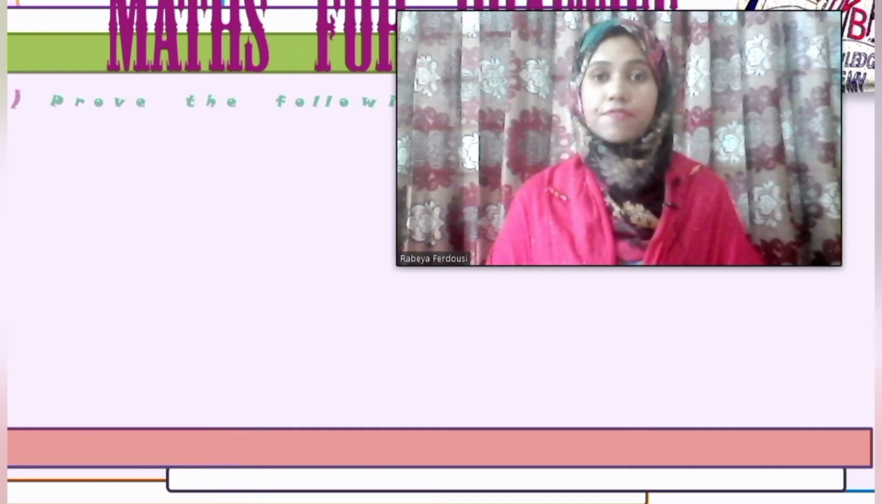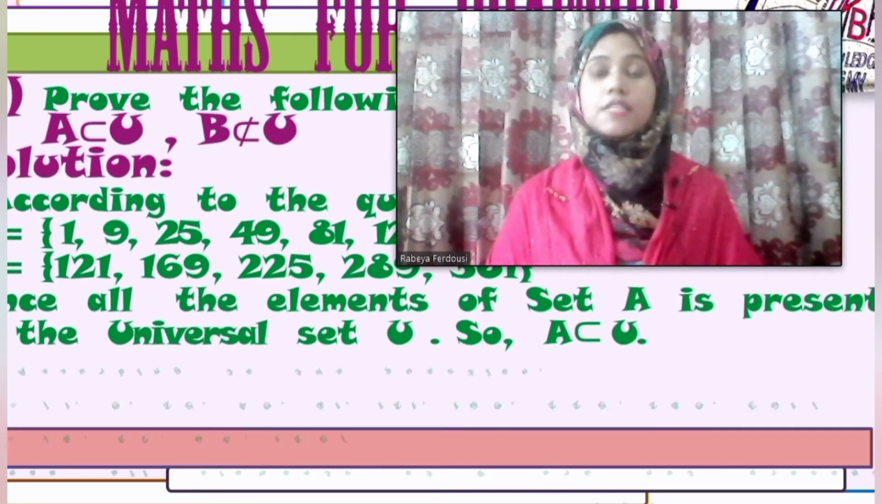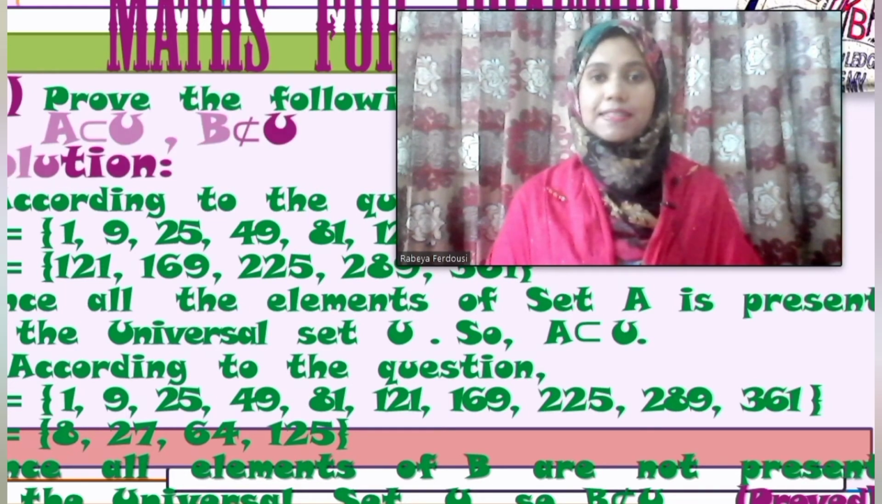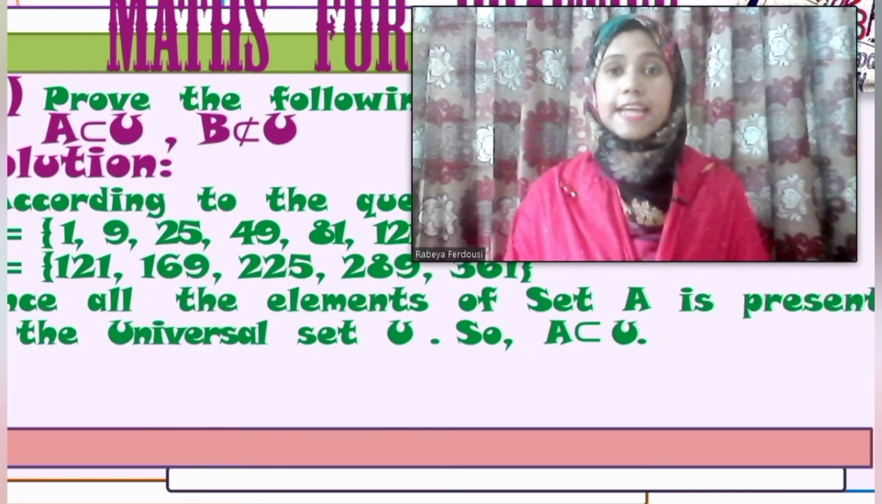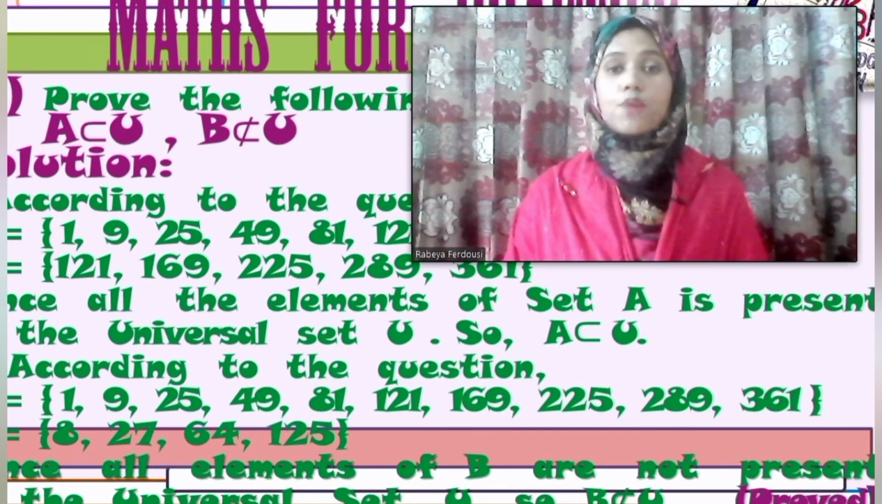Number 2, now we will prove two statements that are given in question 2. These statements are: set A is a subset of universal set U, and set B is not a subset of universal set U. We have to prove these two statements according to question 1, where we got the universal set U with two subsets A and B in roster method. So to solve the first statement, that is set A is a subset of universal set U, we have to write down all the elements of universal set U and subset A in roster method.